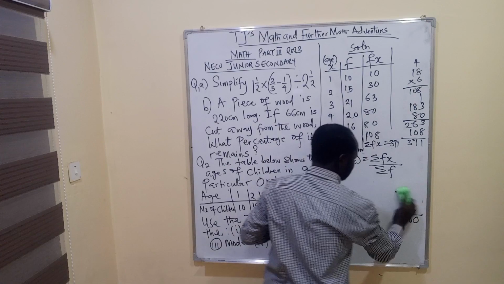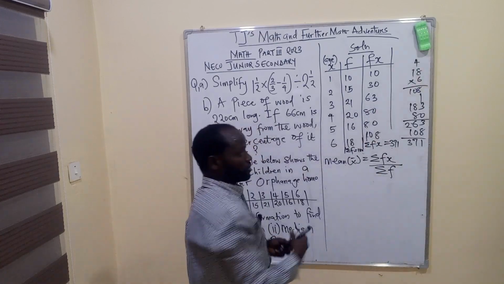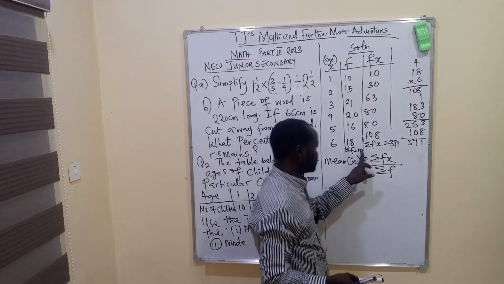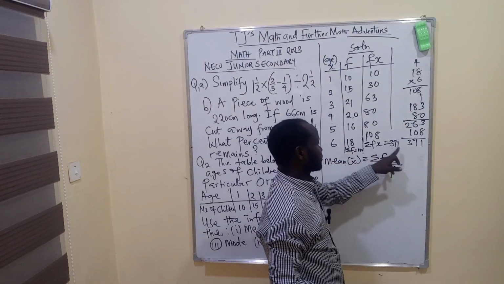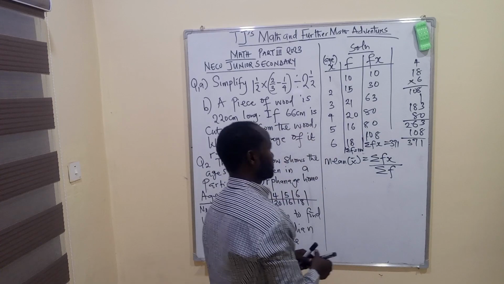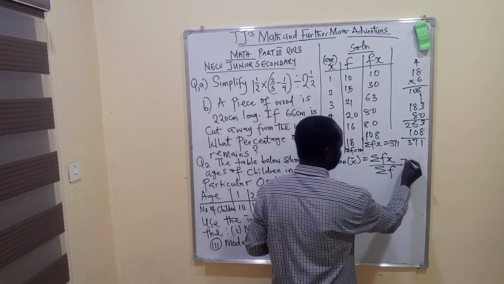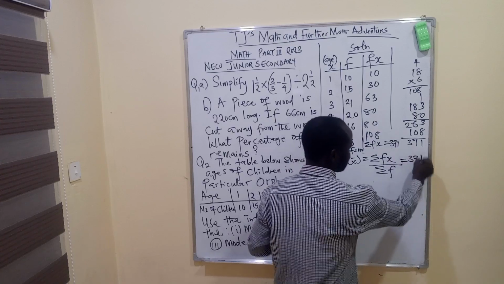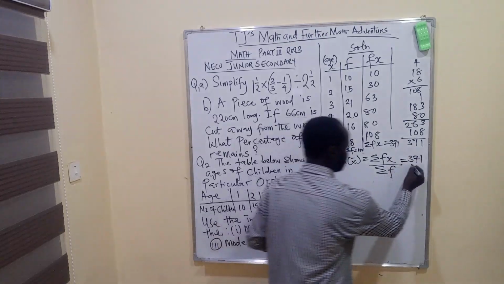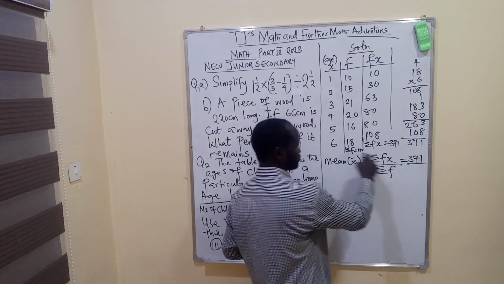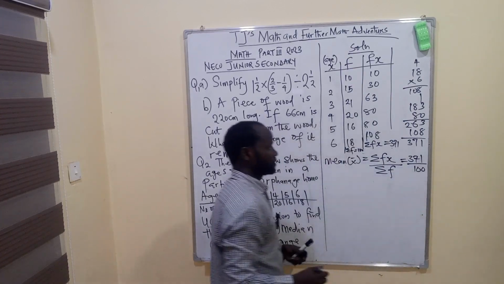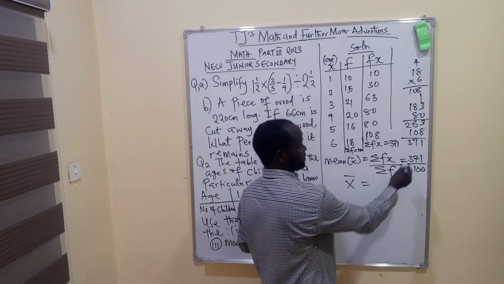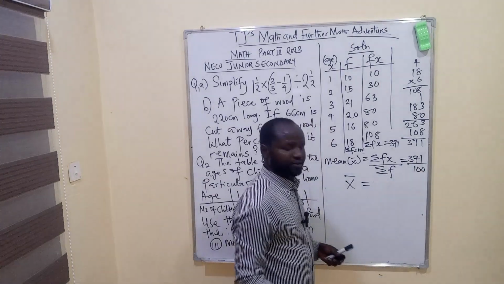So this is how our table is going to be. You have to show all these workings on your table. The summation of your frequency, which is 100, summation fx, which is 371. So we can easily find the mean now. Summation fx from the table is 371 divided by summation f, which is 100. And what does that mean? X bar now, which is the mean, divide 371 by 100.